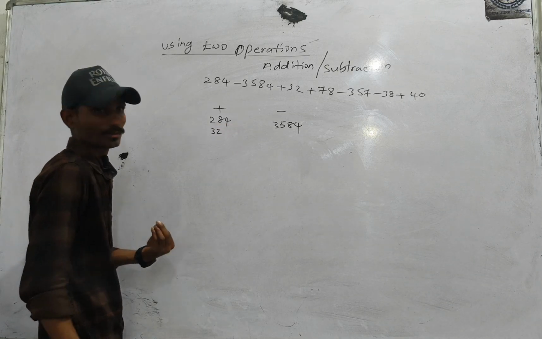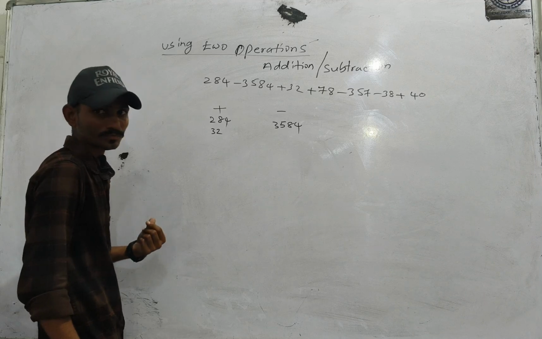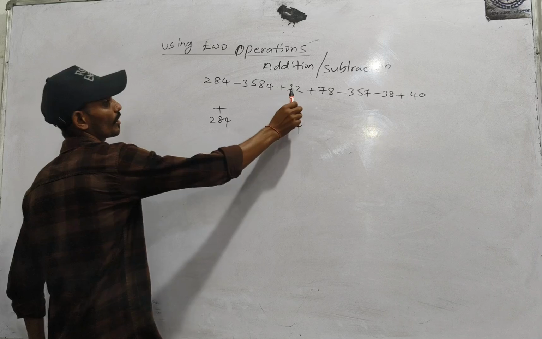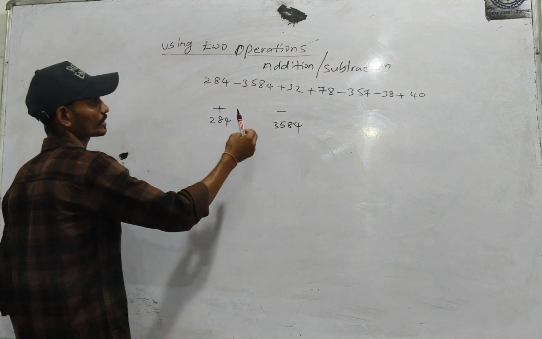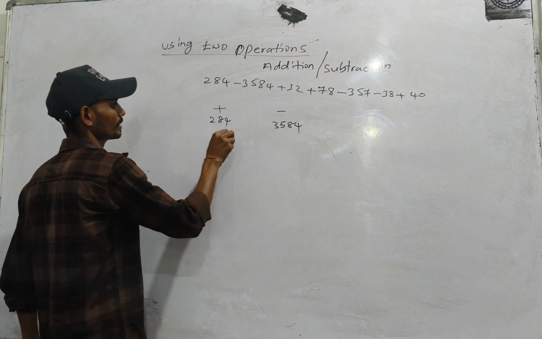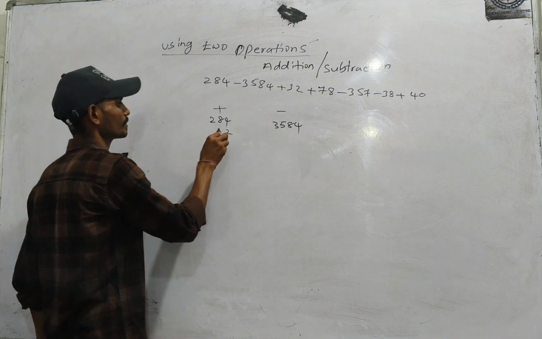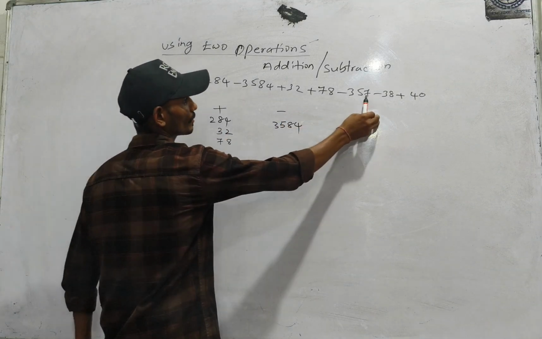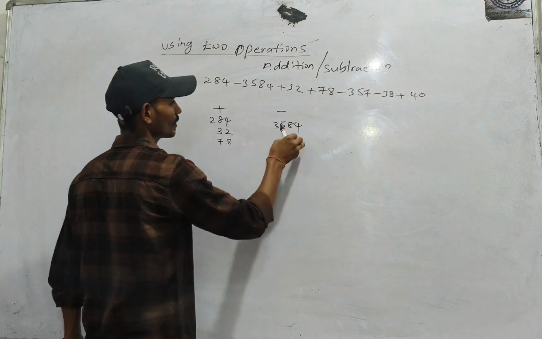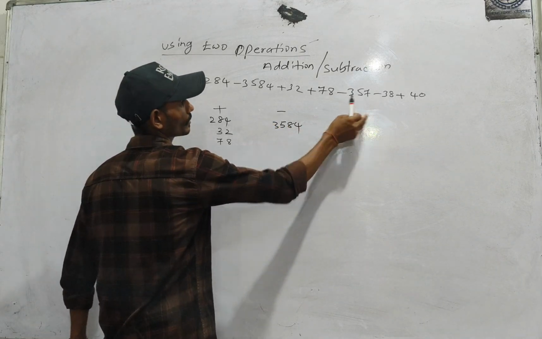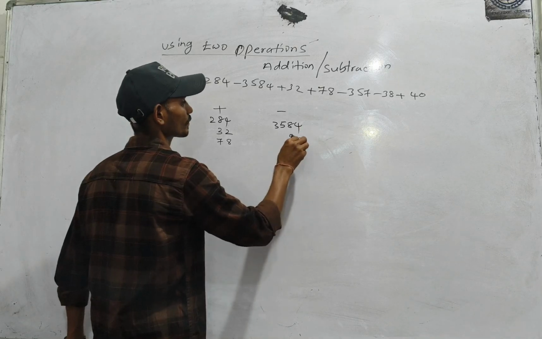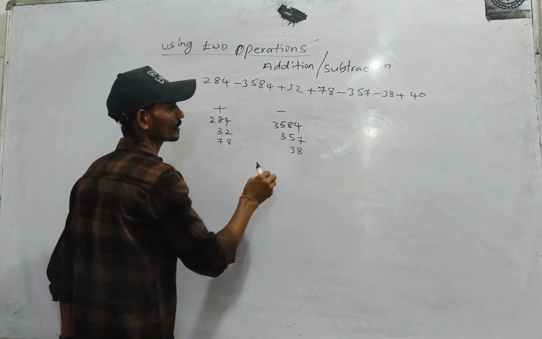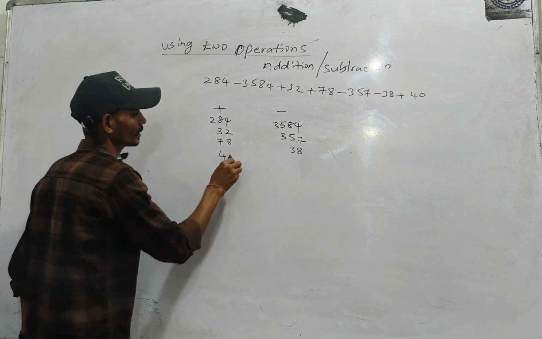I already explained the place values of the Indian and international charts in basics in previous classes. So always insert the digits from right to left. In the ones place is 2 and in the tens place 3. Next, ones place 8 and tens place 7. Next, this has a negative sign, so put it under the negative sign: ones 7, tens 5, hundreds 3. Next, this is also negative, so 38 here. Next, 40.